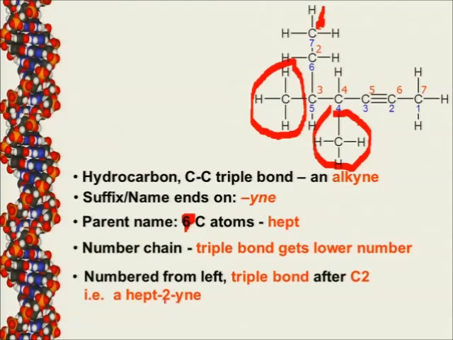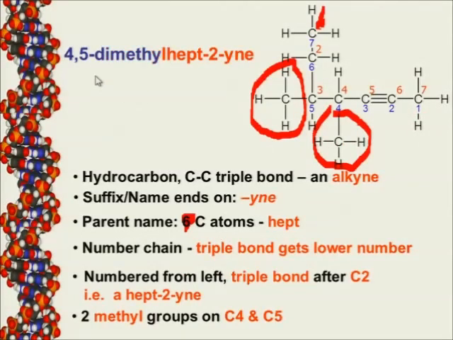So the parent name will be hept-2-yne. But we know that we've got 2 methyl substituents. Therefore, the correct name there is carbon number 4, comma, carbon number 5, dimethyl hept-2-yne. So that's the correct name for this one.